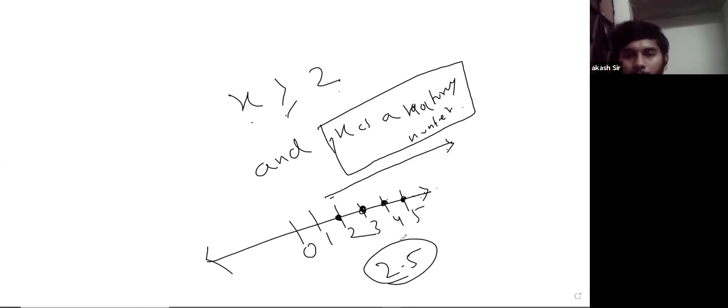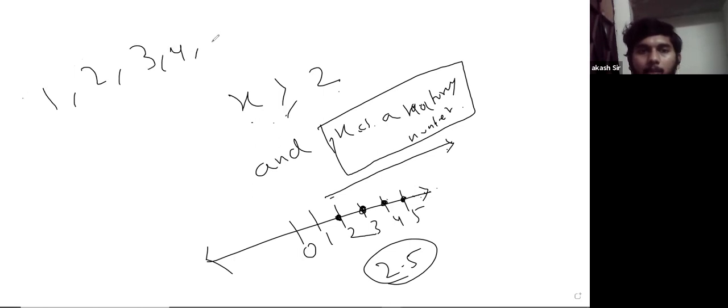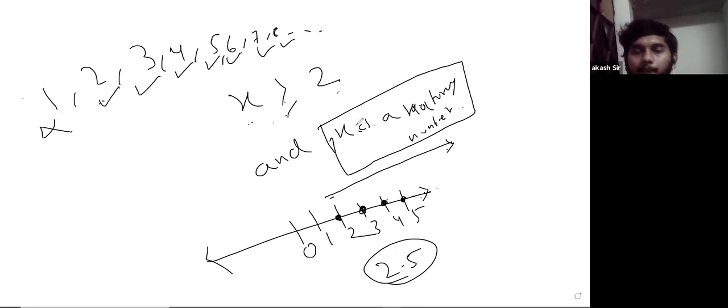Sir, can I explain once more? Yeah, let me repeat. See, there are two conditions here: x is greater than or equal to 2 and x is a natural number. If you don't want to write it on the number line, first put it like this. Natural numbers are 1, 2, 3, 4, 5, 6, 7. We have a condition that x is greater than or equal to 2. So x cannot be 1, x can be 2 or greater than 2. So x can be 2, 3, 4, 5, 6, 7, 8, like this. But x cannot be 2.5 because 2.5 is not a natural number.